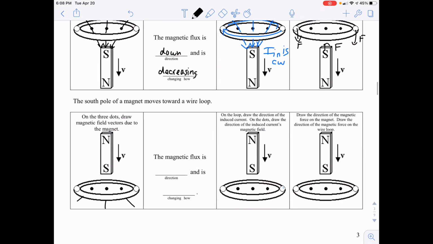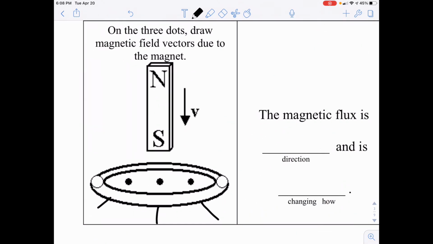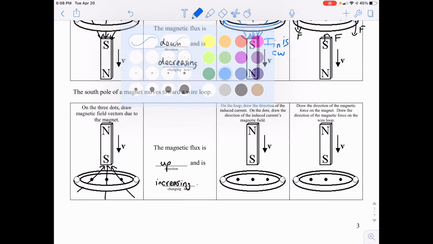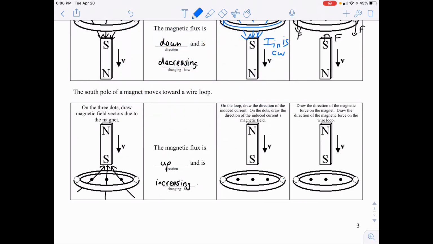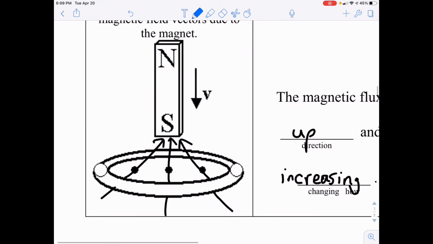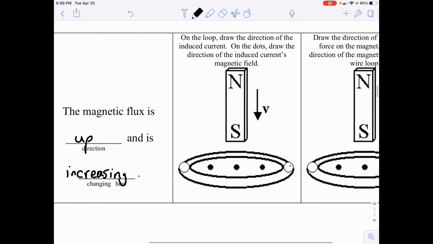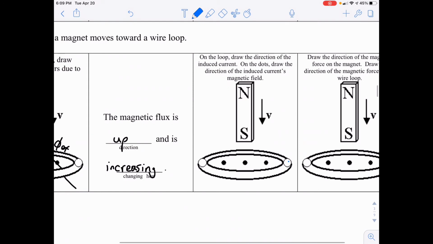So how about if the south pole of the magnet moves towards a wire? Well, draw the field lines coming in. Now, the direction of the magnetic flux is up because it's pointing towards the south pole, but it's increasing because you're approaching the loop. Which means if it's increasing, our induced flux, this right here is the external flux, our induced flux has to go the other way.